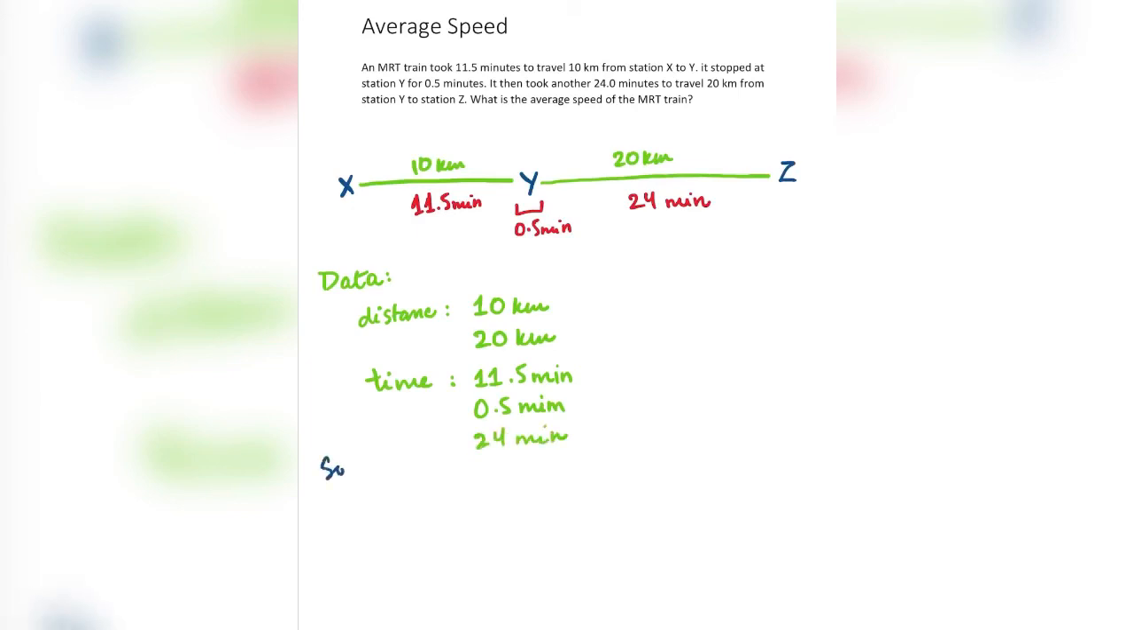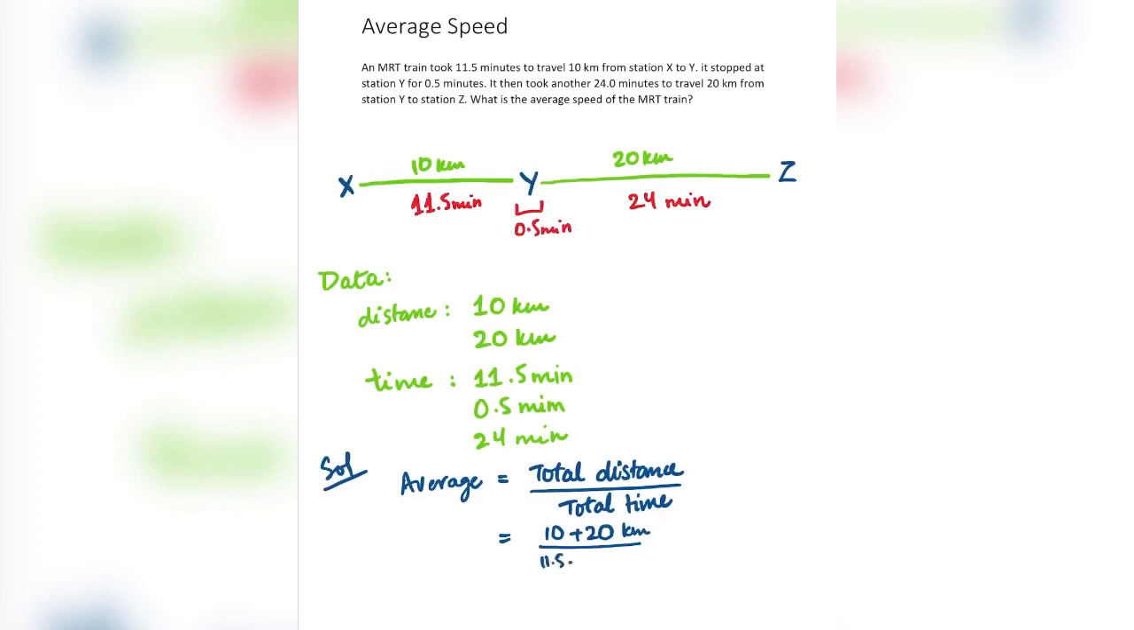So now we will do the solution. What is the formula? As we need to find out average speed, not speed: speed is distance upon time, right? So average speed will be all the distance upon all the time taken. This would be total distance upon total time. So how is it going to be? We are going to add 10 plus 20 kilometers upon 11.5 plus 0.5 plus 24 minutes.